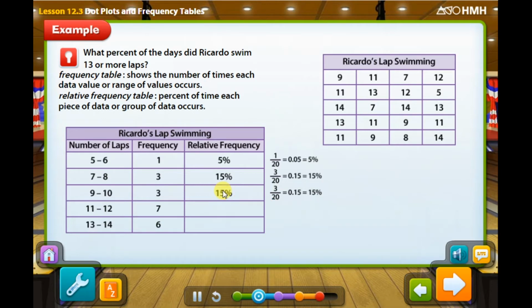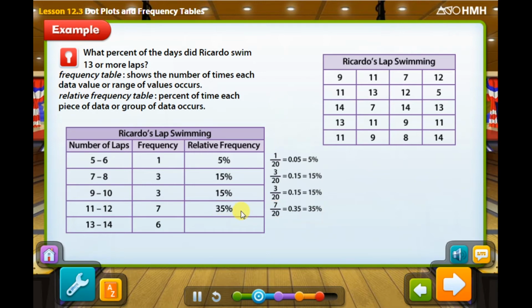What's the relative frequency for 11 or 12 laps? Okay, it would be 7 multiplied by 100 divided by 20. So it will be 70 divided by 2, so it would be 35%. 7 divided by 20 is 35 hundredths. So the relative frequency is 35%.